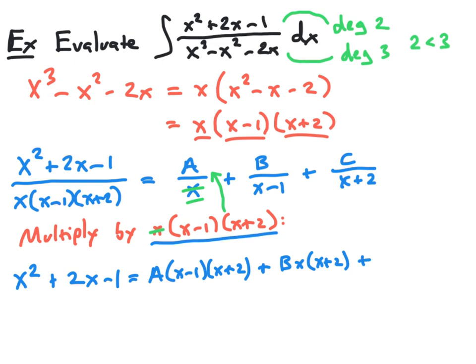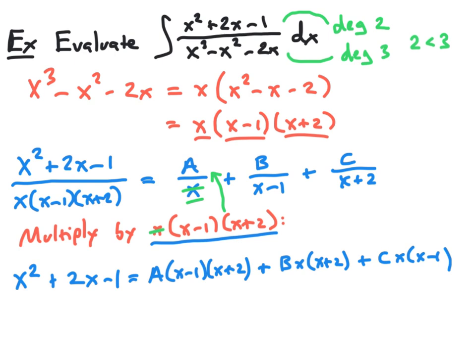And for our last term, the x plus 2s will cancel, which will leave c being multiplied by x and x minus 1. And so we've rewritten our partial fraction decomposition as the equation x squared plus 2x minus 1 equals a times (x minus 1)(x plus 2) plus bx(x plus 2) plus cx(x minus 1). And now we use some strategic choices of x to solve for a, b, and c, and ultimately to evaluate our integral.